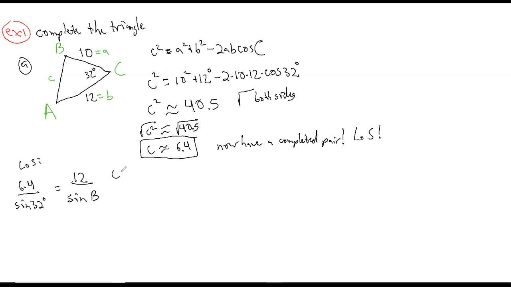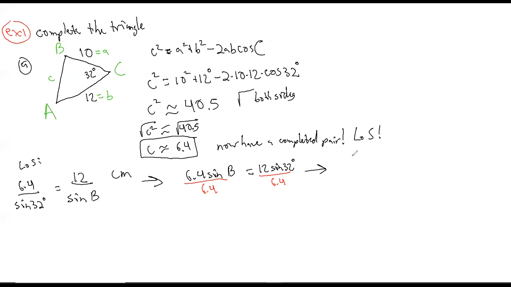Cross multiply, and we'll get 6.4 times the sine of angle B equals 12 times the sine of 32 degrees. Now we're supposed to be solving for B because that's inside a sine. We're going to have to eventually take an inverse sine, but first we got to get rid of the 6.4 in front of it. And this is not going to divide nicely. As I said last class, it doesn't always divide nicely. Sometimes it does, sometimes it doesn't.